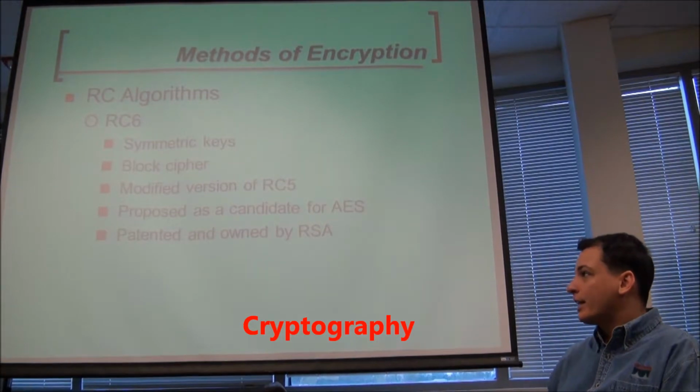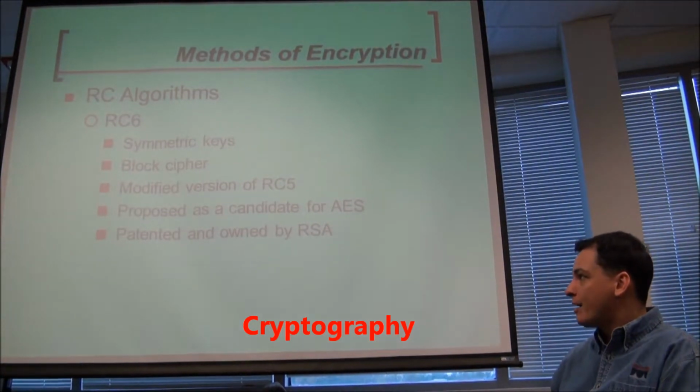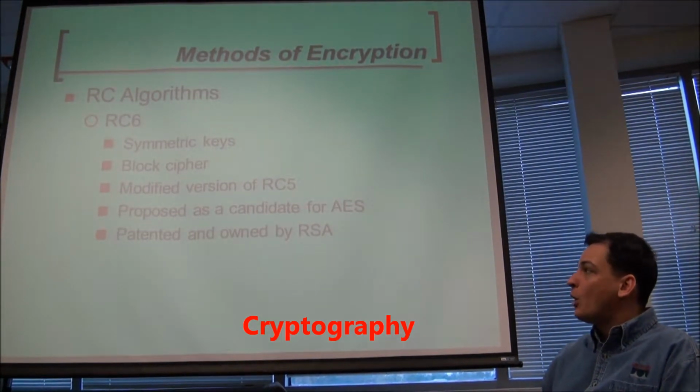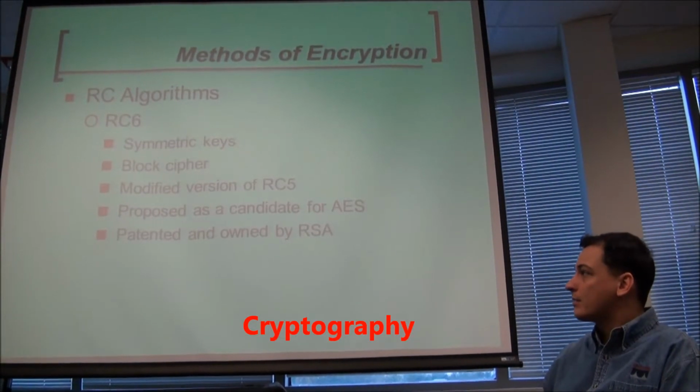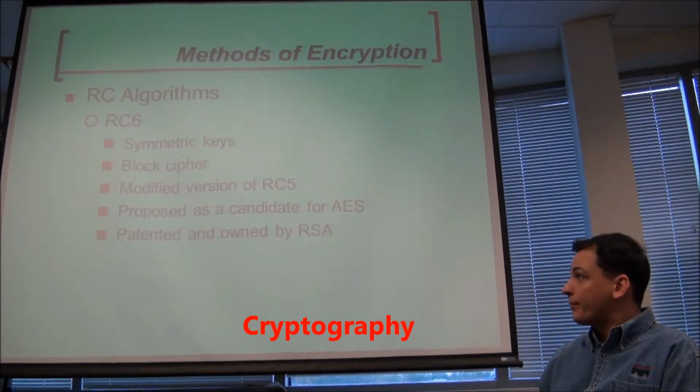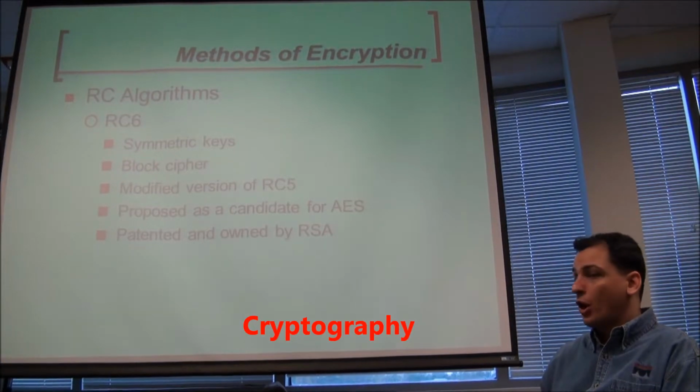And then you've got RC6, a modified version of RC5. It was proposed as a candidate for the AES. They went with something different. But this is also an RSA product.